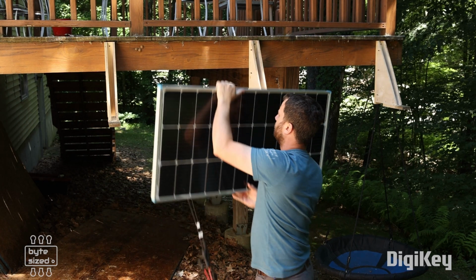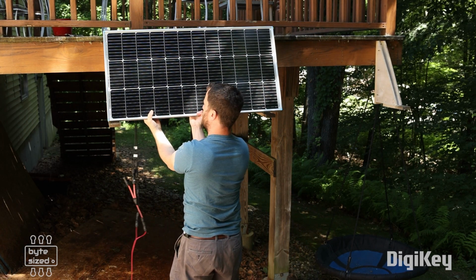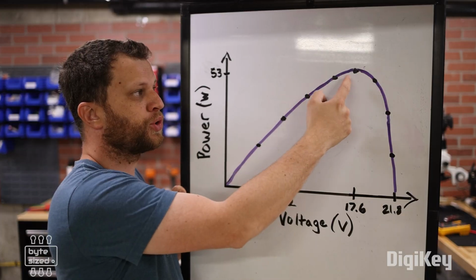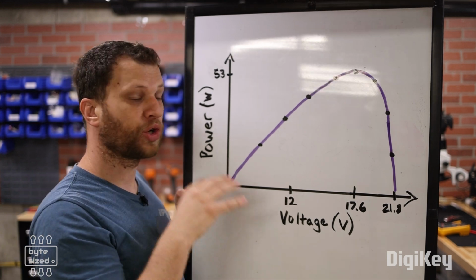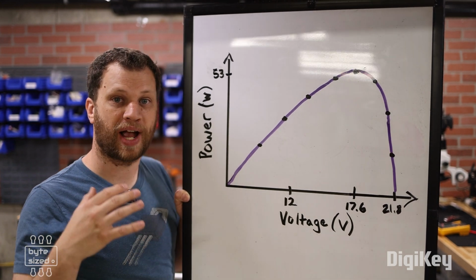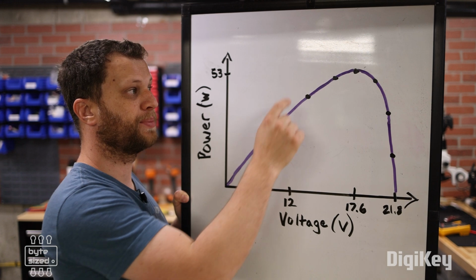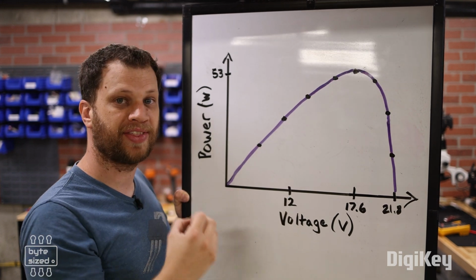If I were to do this even now, 10 minutes later, I would get a slightly different curve. This is sort of a sweet spot for this particular panel under these conditions. So the goal of a maximum power point tracking solar charge controller is to make sure that that load always stays at that sweet spot.